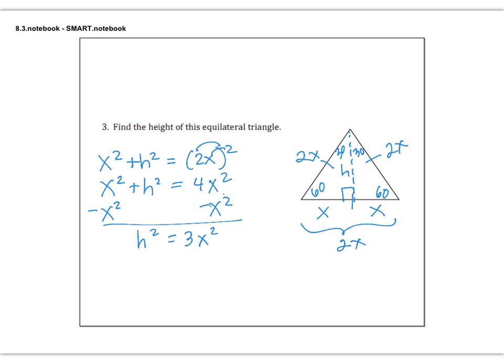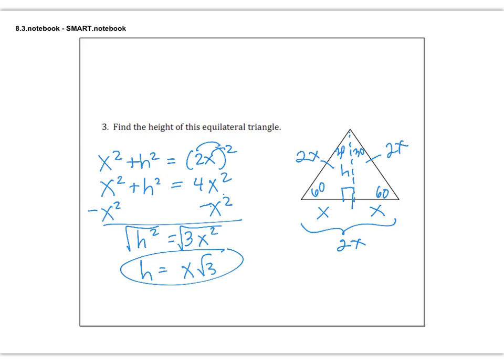And again, I'm trying to solve for the height, so I want to get h by itself. So I'll take the square root, and the height would then be, the square root of 3 is not a nice number, so we'll just leave that under there. But the square root of x squared is x. So the height of this triangle would be x root 3.